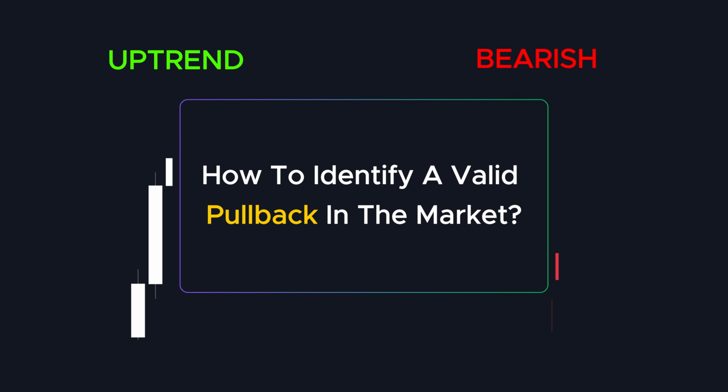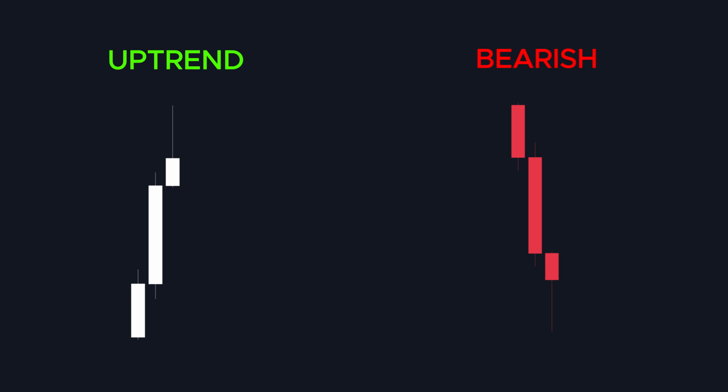How to identify a valid pullback in the market? In a bullish trend, a valid pullback occurs when a candle breaks below the lowest point of the previous candle, or just sweeps its liquidity by the wick only. Here on the screen, the first red candle has broken the low of the third white bullish candle, indicating a valid pullback. But if the price fails to break below the lowest point of the last bullish candle, that pullback will not be considered valid.